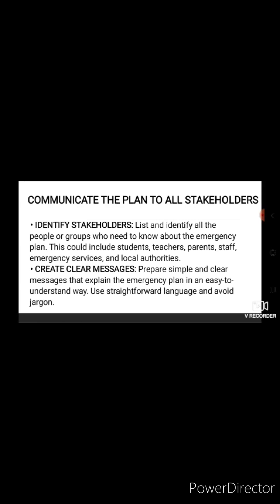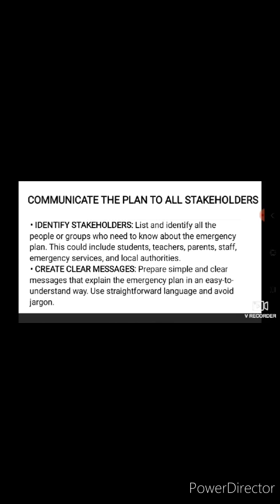So next is communicate the plan to all stakeholders. Identify stakeholders. List and identify all the people or groups who need to know about the emergency plan. This could include students, teachers, parents, staff, emergency services, and local authorities. So we really need to list and identify the stakeholders, the people who will be involved and who will know about the emergency plan.